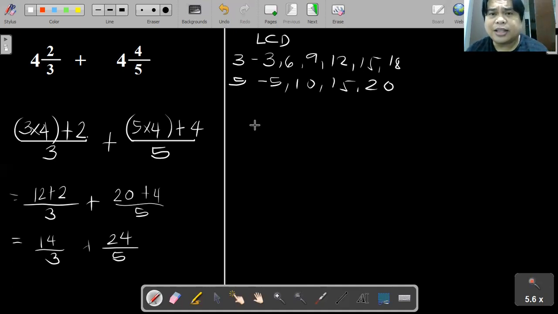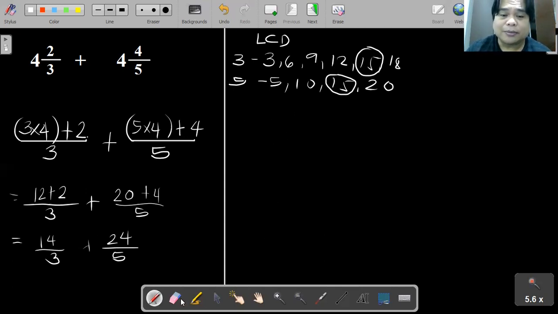Now, the next is you spot the smallest number that is common to both of them. So as you can see, by evaluation and by observation, we can see that 15 is the smallest number that is common to both 3 and 5. Okay, the common multiple. So this time that becomes now our denominator.